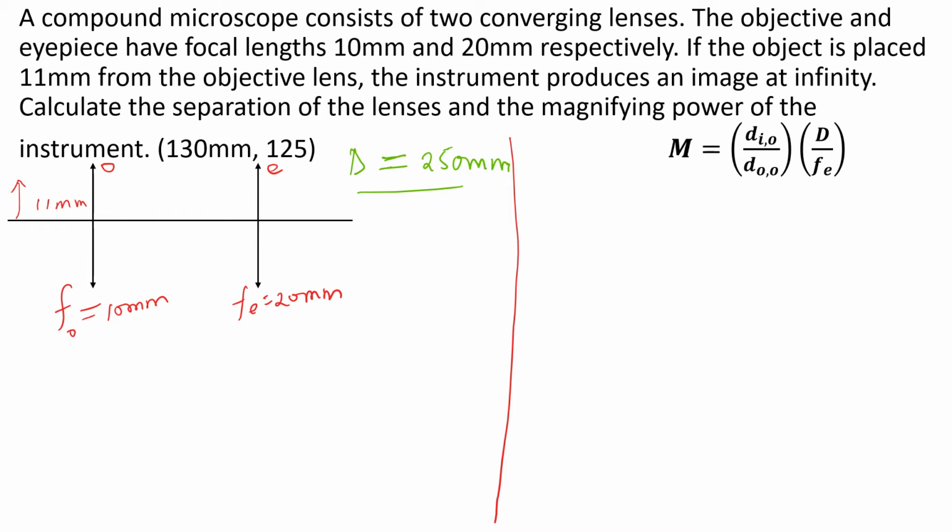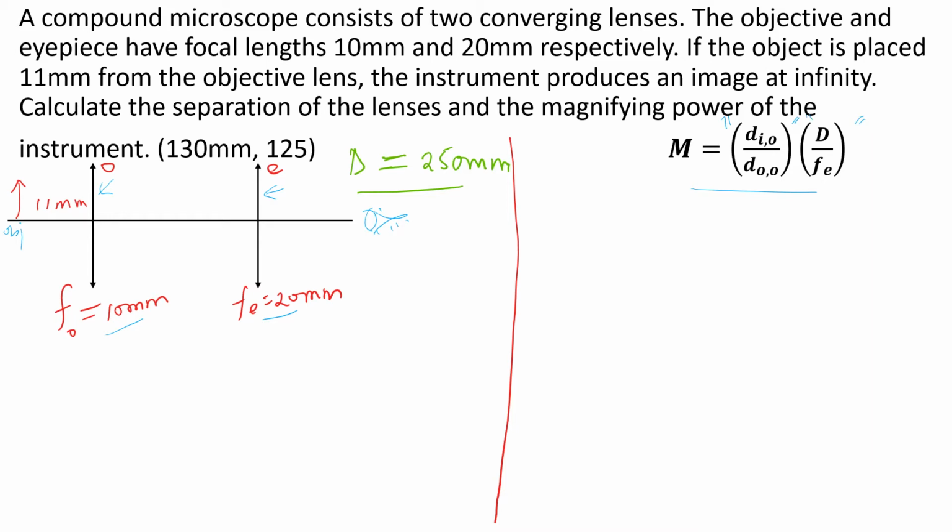The summary is the diagram here. The first lens is the objective and the second lens is the eyepiece. Eyepiece because it is near to the eye and forms the final image for the eye. This objective has 10 millimeters in focal length and eyepiece has 20 millimeters. We are given the object distance as 11 millimeters. So according to the formula we have to use for magnification, it is distance of image of the objective divided by distance of the object for the objective. So this is the magnification of the first lens multiplied by the magnification for the second lens.